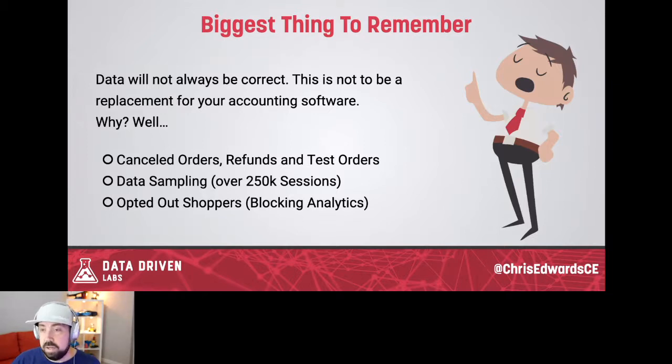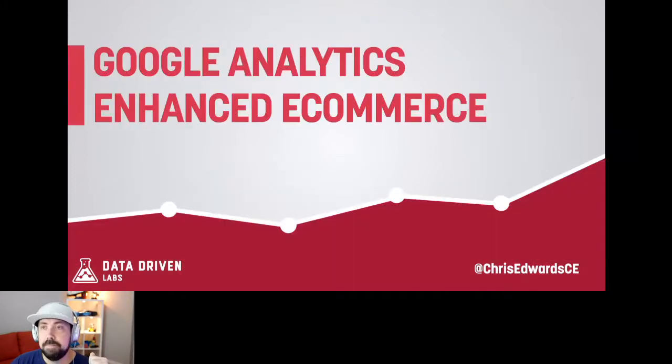Also, there could be opted-out shoppers that are blocking analytics. There are certain browsers out there that will actually, by default, block analytics. There are plugins and extensions you can get to block Google Analytics from tracking. So that kind of data will not come over inside of Google Analytics, which means that the data is not always going to be 100% correct. So just keep that in mind when you are working with any kind of analytics, especially on the e-commerce analytics side.